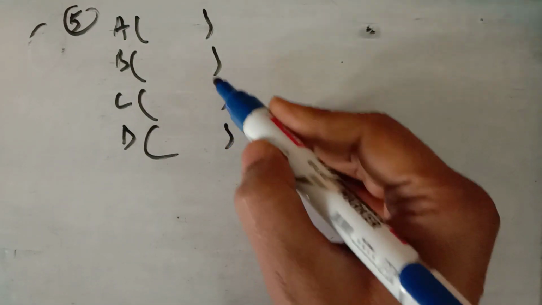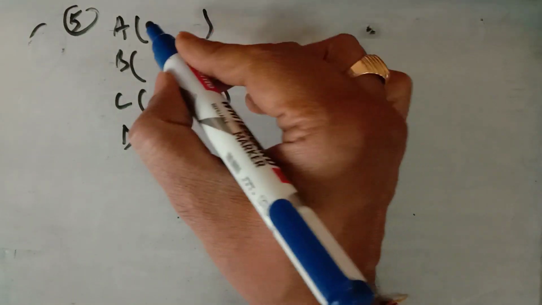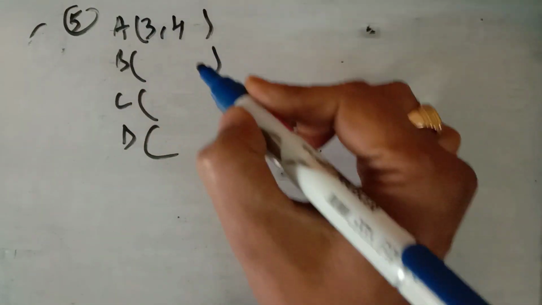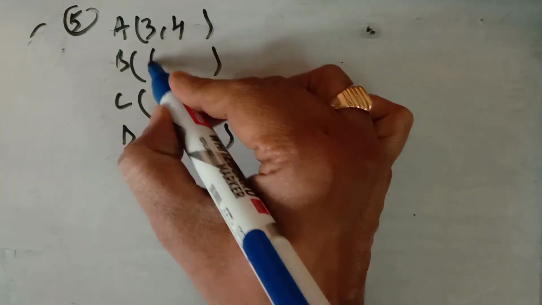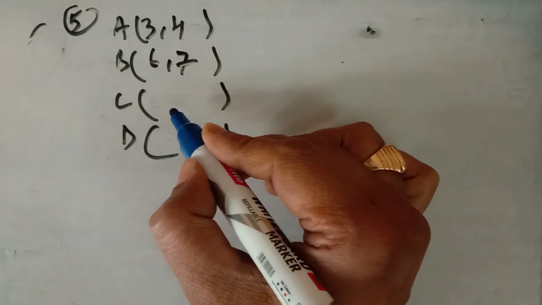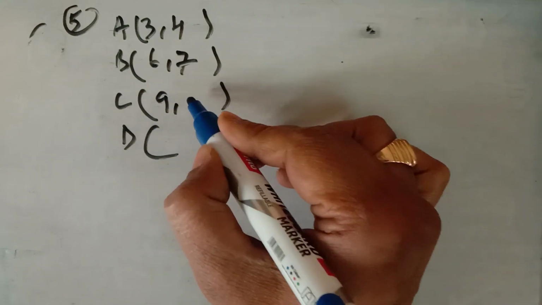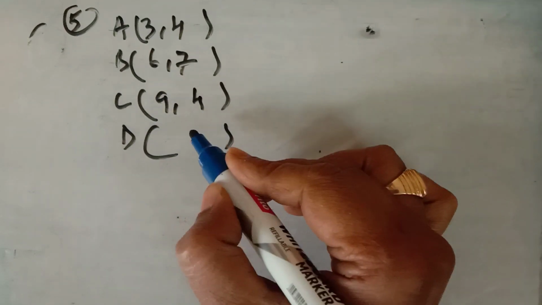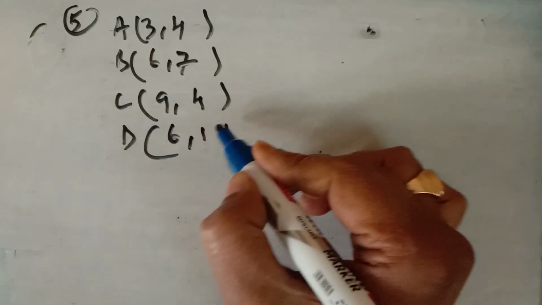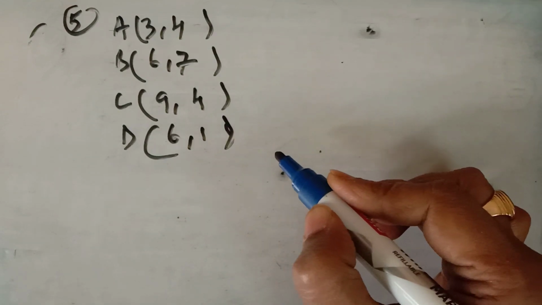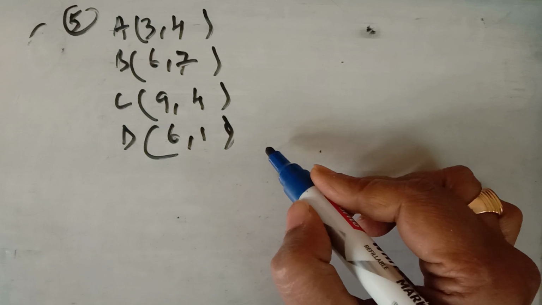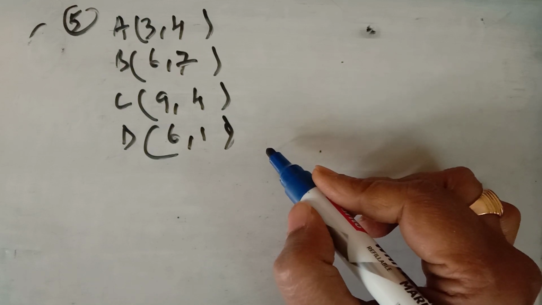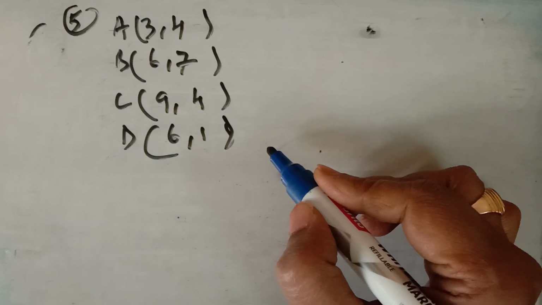You see in your book, the coordinate of A is (3, 4), the x coordinate is 3 and y coordinate is 4. The coordinate of B is (6, 7). See in your book, all of you. And the coordinate of C is (9, 4). And the coordinate of D is (6, 1). Now you have to find whether the positions of these 4 students form a square or not.